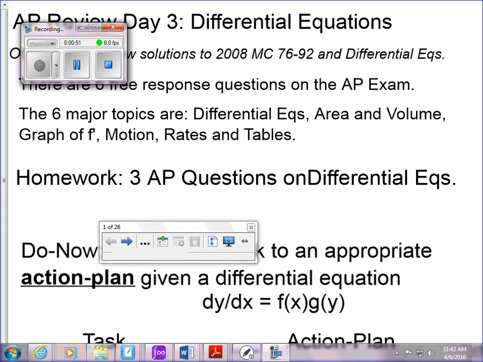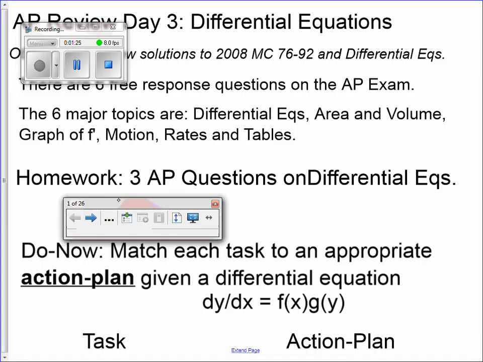Differential equations, area and volume, the graph of f prime, where you're looking at a graph of the derivative, motion problems, like usually they give you velocity somehow, because it's in the middle of acceleration and position. Rate problems, like sometimes rate in, rate out, sometimes just a rate, and table problems. I'm going to spend a little time focusing on each one of these. Tonight, your homework is just going to be on differential equations because that's most recent. I think it won't take much to refresh your memory.